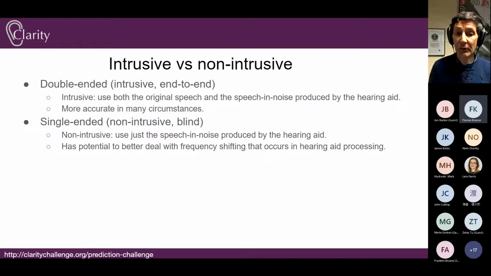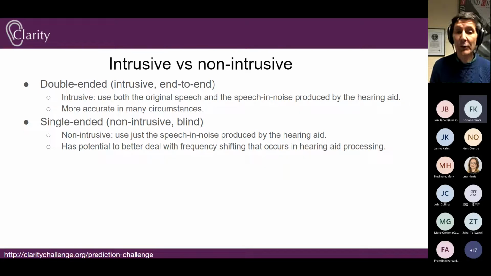In recent times, we've seen a growth in single-ended, non-intrusive, blind methods, whatever you want to call them. Those are where you've only got the speech and noise, in our case the speech and noise produced by the hearing aid. In general, that's much more useful because you have hearing aid processing like frequency shifting, which is not going to work very well, or won't necessarily work very well, if you're comparing the original speech and the speech in noise. So it's more robust because you don't need to know the input speech, you don't need to know the clean speech, but we would expect it probably to be a bit less accurate.